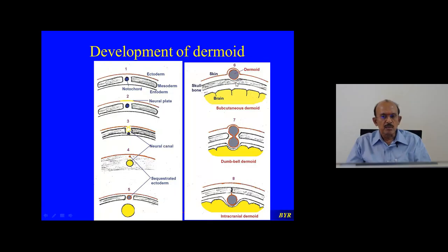So the dermoid is formed from the sequestrated epidermis. How does the sequestrated epidermis form? It gets sequestrated when epidermis gets infolded to form the neural tube and neural canal. Along with the neural canal, part of the epidermis may get sequestrated, and the sequestrated epidermis will grow into a cyst. The cyst may be there outside the bone, in the middle of the bone, or deep to the bone.